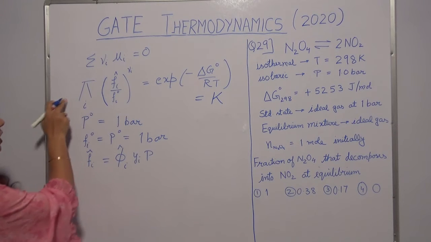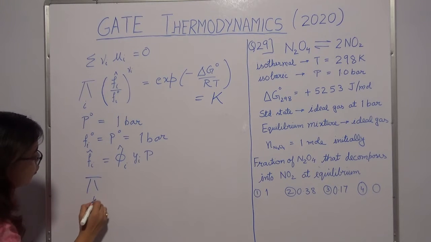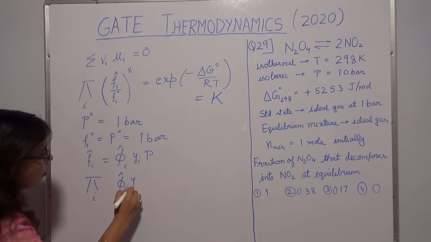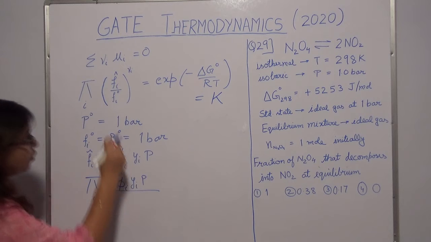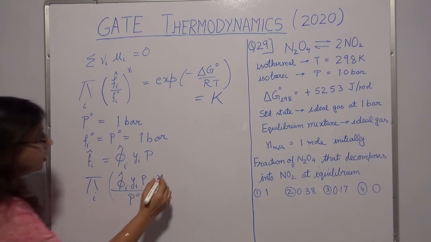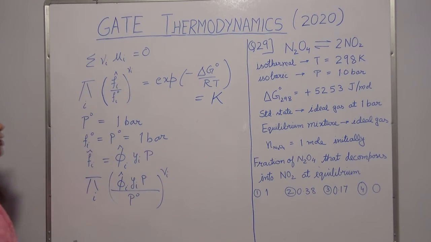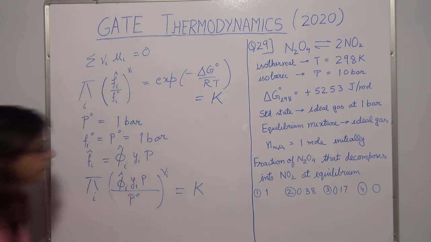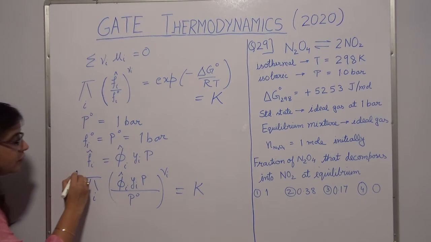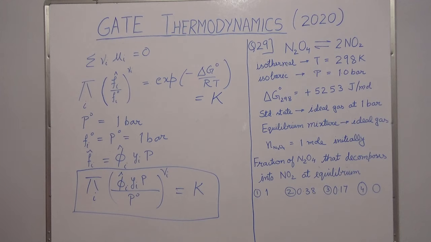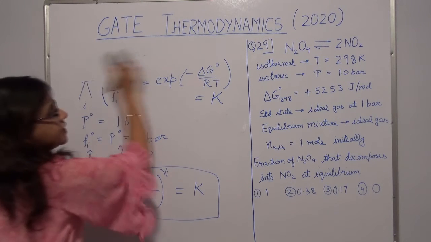Now this equation then simplifies to product over all i. f_i cap I am going to replace as phi_i cap y_i P, and fugacity f_i naught can be replaced by P naught. The whole thing is raised to ν_i, that is equal to K. So this is the equation which I will ask you to remember. And then we are going to further simplify this equation based on what all things have been given in this problem.